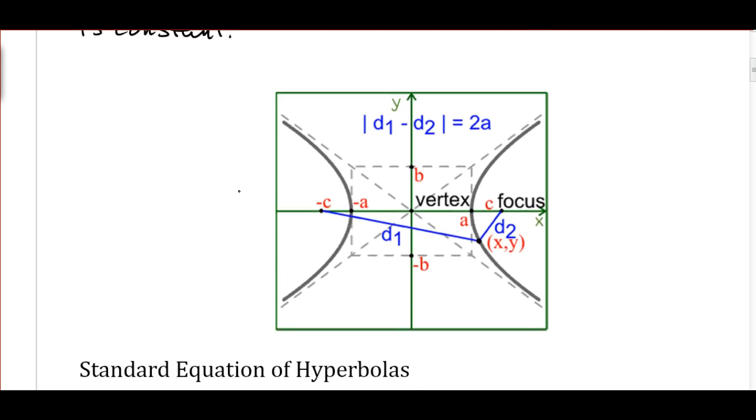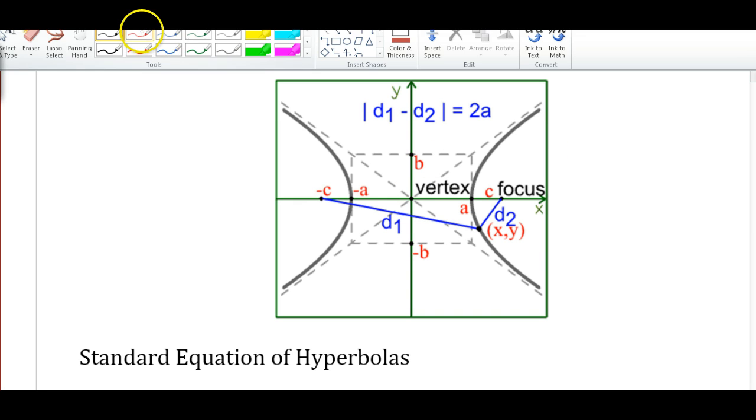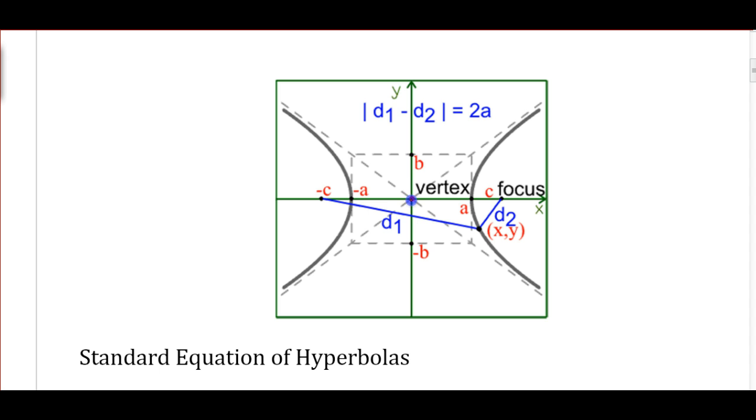Alright, so you can see here in this picture, here's D1, here's D2. I'm going to subtract those and I'm always going to get the same value. Alright, so let's take a look at the parts here before we look at the standard equations. We've got our vertex in the middle. Okay, we're going to have vertices. So I have a vertex here and a vertex here.